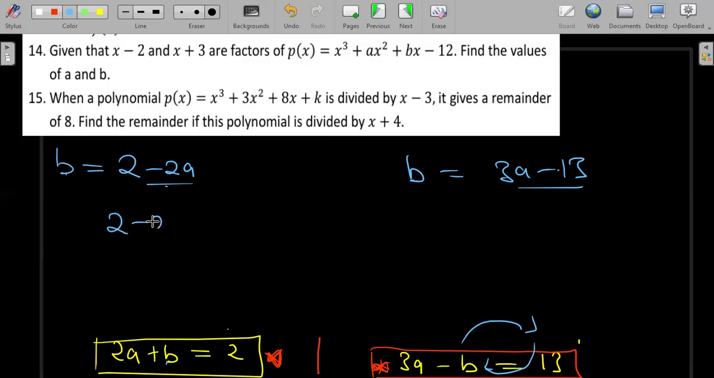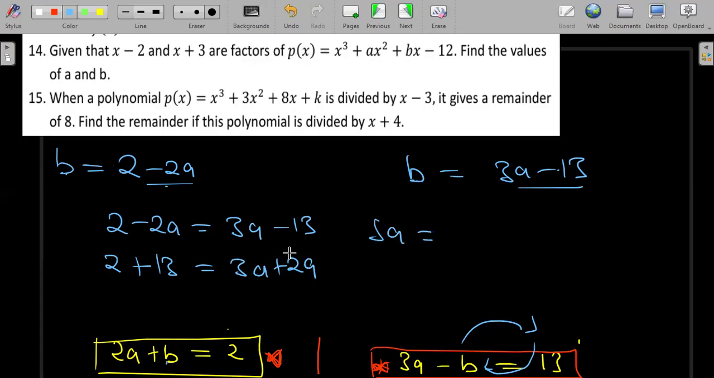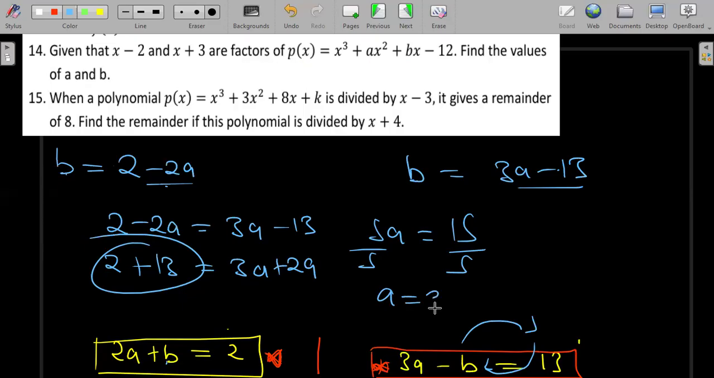So it will be 2 minus 2a is equals to 3a minus 13. And then, like terms together, we can say 2 plus 13 is equals to 3a plus 2a. So we're going to have 5a is equals to 15. So divide by 5, a is equals to what? 3. Okay, so a is equals to 3.